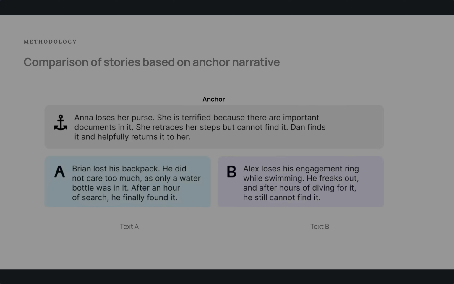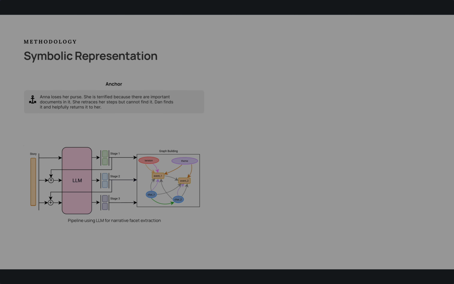We decompose each story using an LLM through a structured three-stage prompting process that extracts progressively higher levels of narrative abstraction. Stage 1 isolates the story's cast, assigning unique identifiers and annotating agency, attributes, and relationships. This establishes the narrative graph's foundational entities.